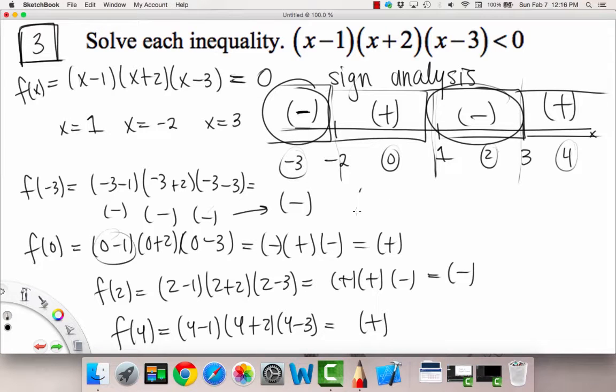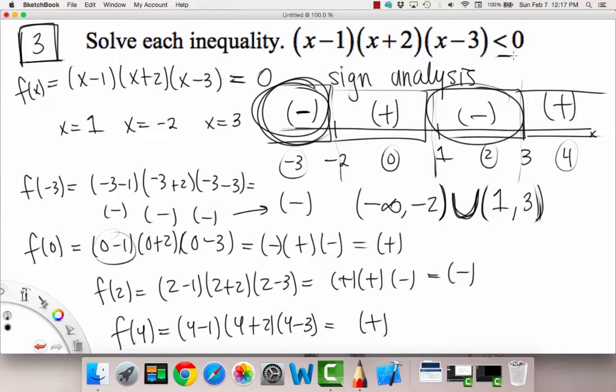So ultimately, our intervals are going to look like this. This interval, the way we write that in interval notation, is negative infinity up to negative 2 non-inclusive. So we have a rounded bracket. And we also have this U, which means union, so that just means another solution is the interval from 1 up to 3. Again, rounded brackets because we don't want to include those endpoints, because we don't want an exact equality to 0. Alrighty, so that is our answer for number 3.